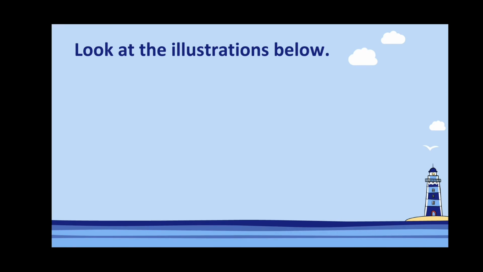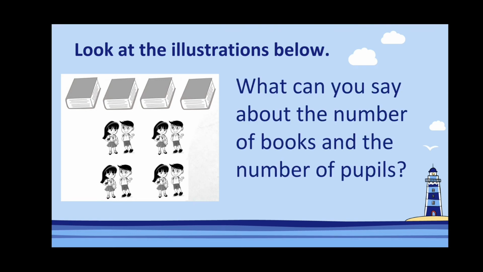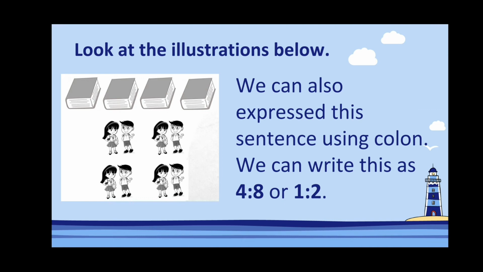Okay, so to start, look at the illustrations below. Now, yung given natin dito ay image or picture ng books and ng pupils. So what can you say about the number of books and the number of pupils? Okay, very good. So in this case, we can say that there are 4 books for every 8 pupils. We can also express this sentence using colon. We can write this as 4 to 8 or 1 to 2.